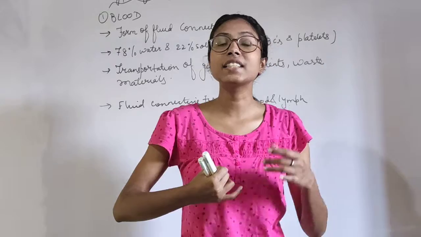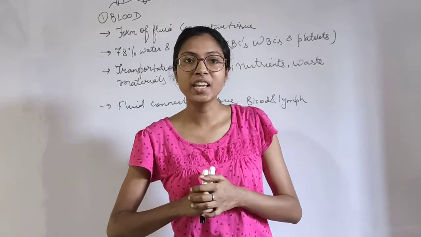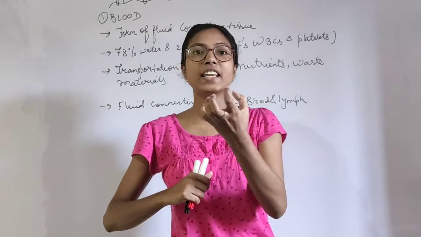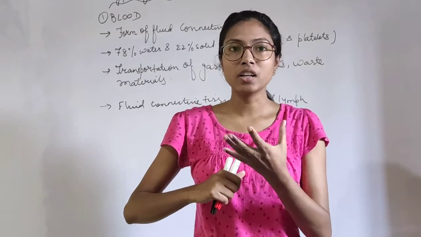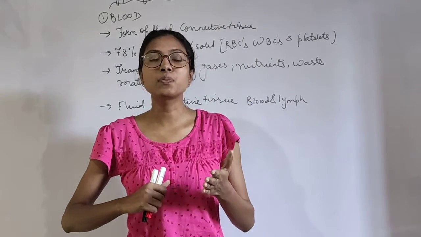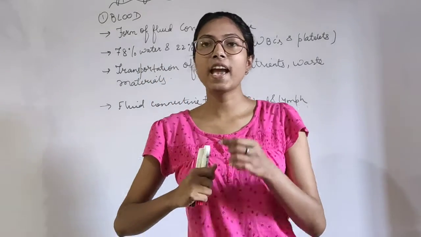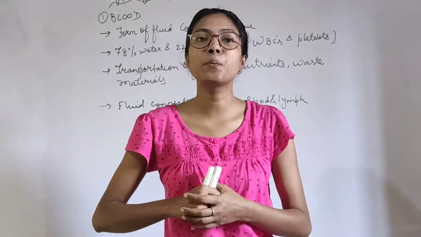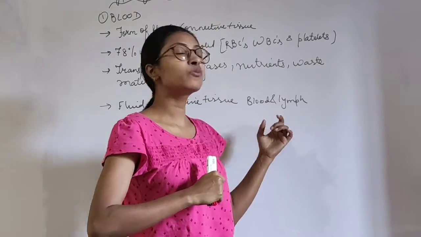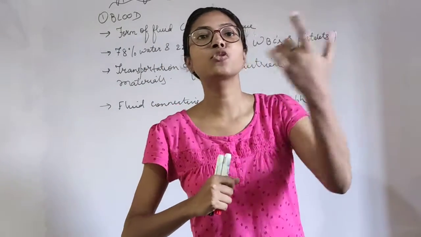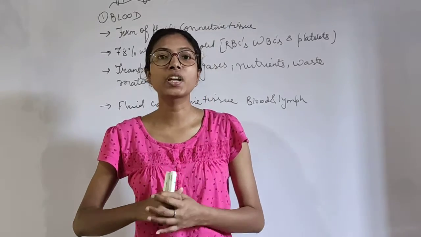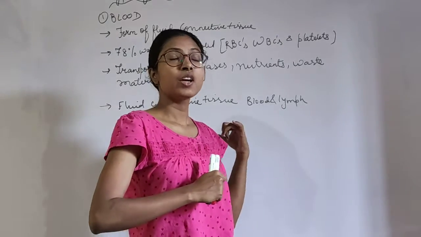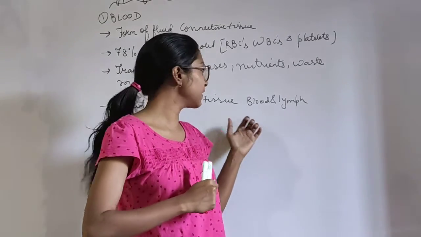But lymph is the second circulatory system in our body. It takes the plasma. Wherever there are blood capillaries in our body, they have pores, and through the pores the fluid that is present in the blood comes out. So the lymph takes the fluid back into the bloodstream so that the blood may not become thick. So this is where fluid connective tissue is present in the body.